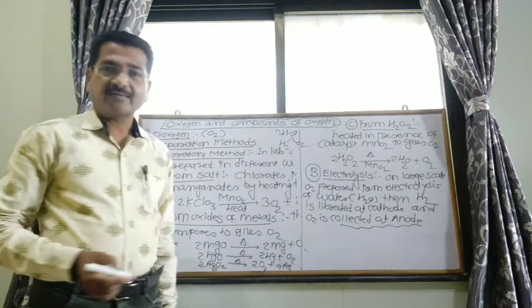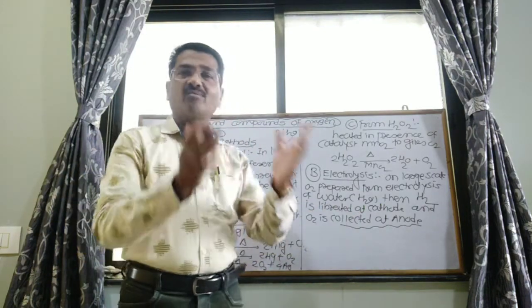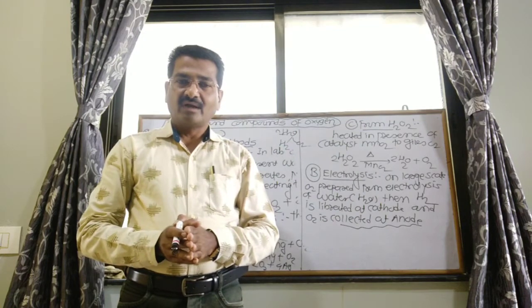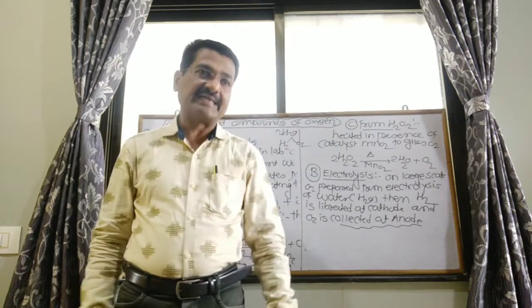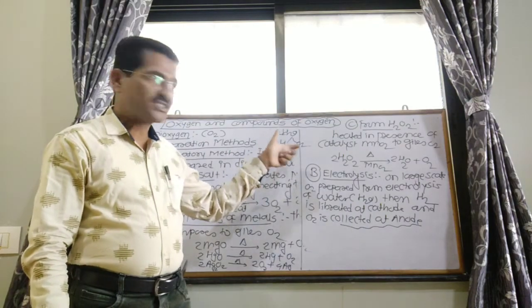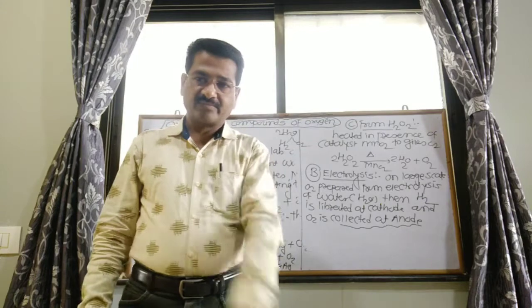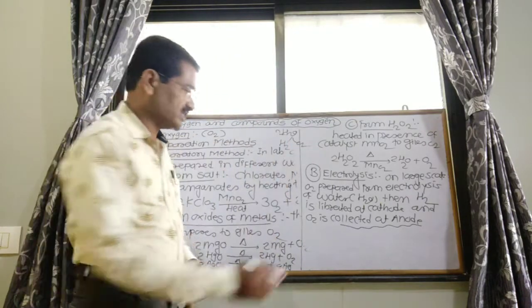O2 is collected at the anode. So in this way, oxygen is prepared from water by passing electric current. This is called electrolysis. In this way, we can prepare a large quantity of oxygen. It requires current, so it is the electrolysis process.